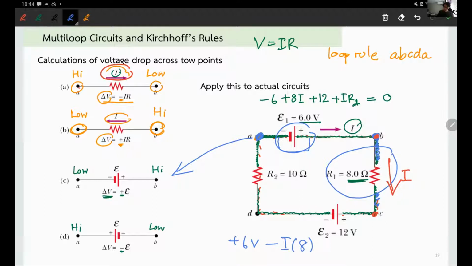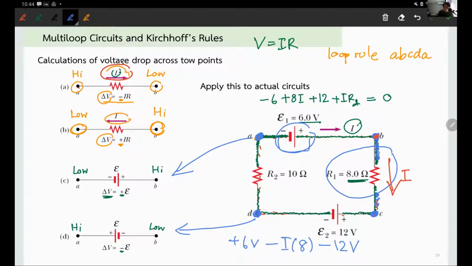Now I've arrived at point C. I want to go to point D over here. But now I'm going from the positive end to the negative end. So this one corresponds to the figure D case. I'm coming from positive to negative, from high to low. So it's going to be negative 12 volts here.